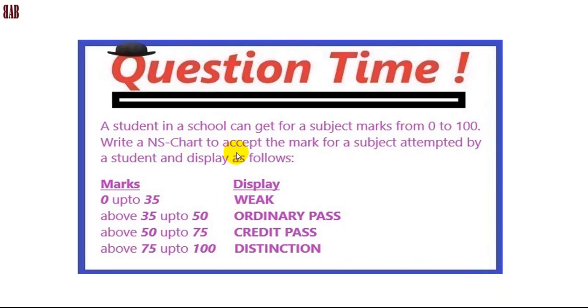Write an NS chart to accept the mark for a subject, one subject attempted by a student, and display as follows. So you accept the marks and say whether, if the marks entered is from 0 to 35, you should put the word weak. 0 to 35 is weak. Above 35 up to 50, you have to display ordinary pass. Above 50 up to 75, you have to display credit pass, and above 75 up to 100, distinction. So up to 100 only we are talking about.